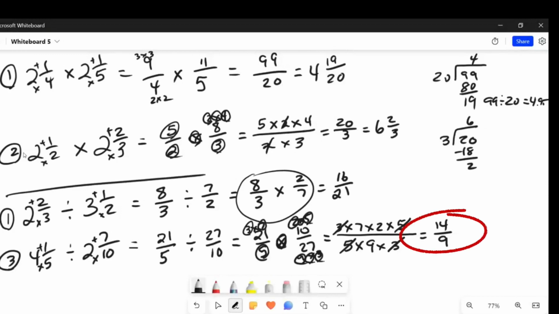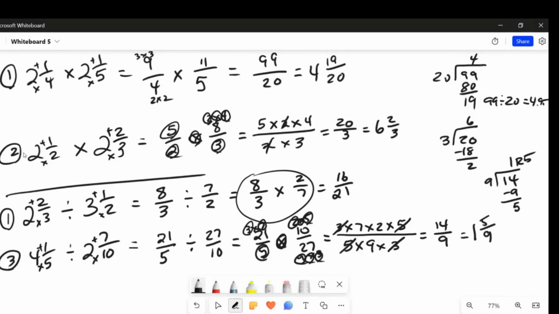I saved myself a lot of work, but 14 over 9 is an improper fraction. So we need to come over here and divide 9 into 14. 9 will go into 14 once. When you subtract 9 from 14, you get 5. So we have 1 with a remainder of 5 ninths. 1 5/9.